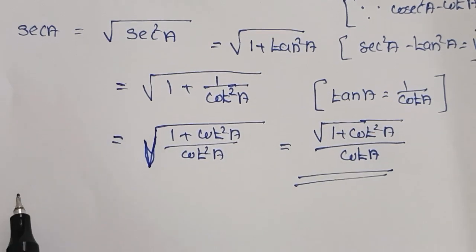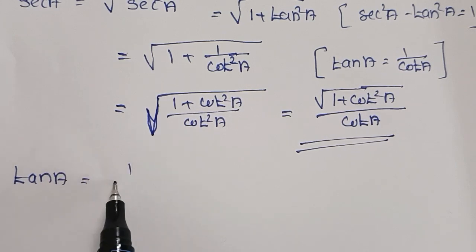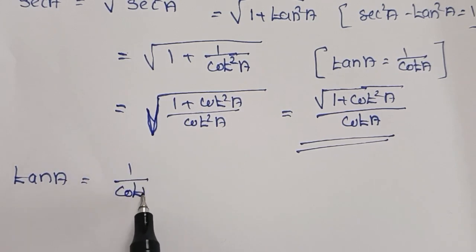Next one, it is tan A. Tan A equal to, we know that tan A is the reciprocal of cot A. So, it is tan A equal to 1 by cot A.